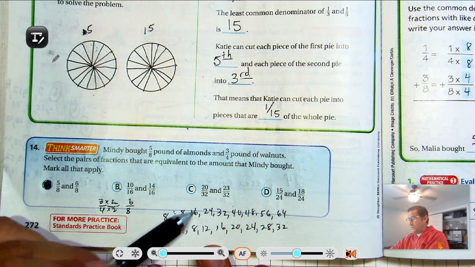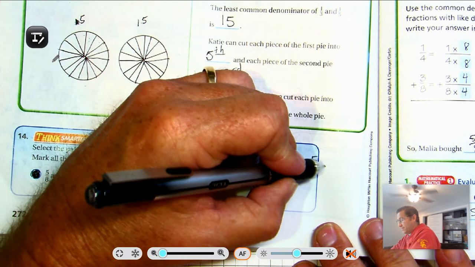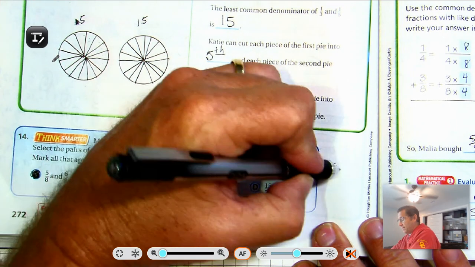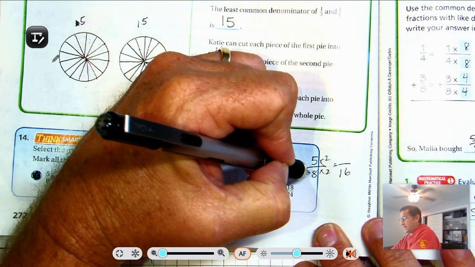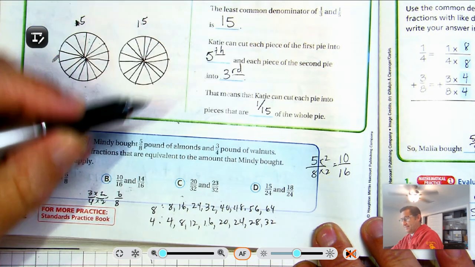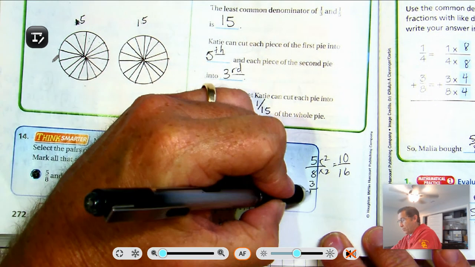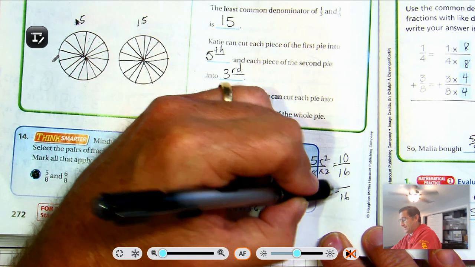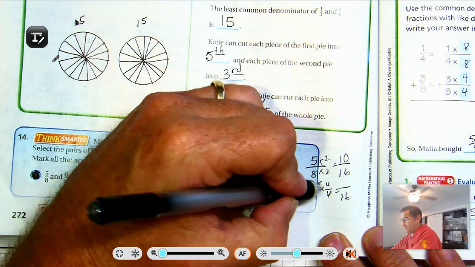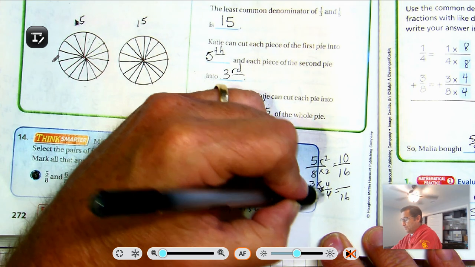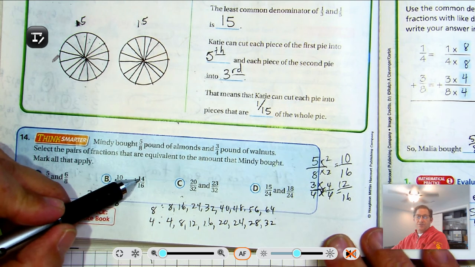16ths. Well, 16ths are in common to both, so let's see if that's possible. 5/8 times what is 16ths? 2. 8 times 2 is 16, and 5 times 2 is 10. So that would work, 10/16. But how about the other one? 3/4 times what is 16ths? 4 over 4, right? 4 times 3 is 12. So no, not 14/16. It should have been 12/16.